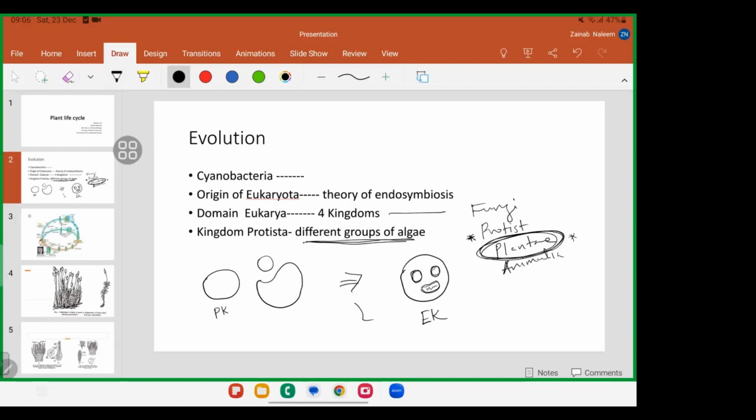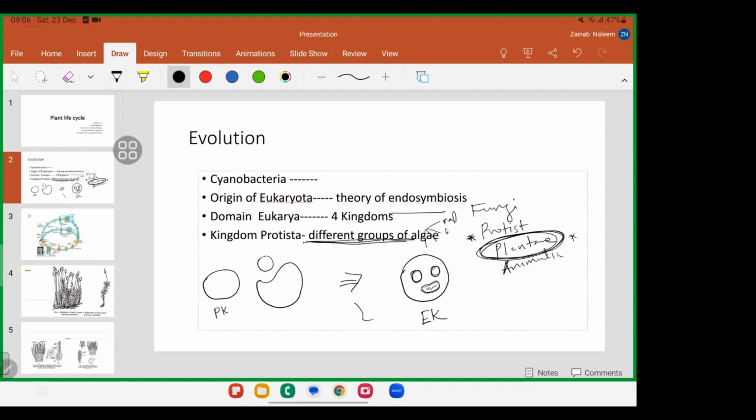So in the algae, you have four types of algae: the red, green, brown, and what else? And the diatoms, right? So there are four types of algae: the red, brown, green, and the diatoms. So you all know that the green algae, the chlorophyll, the chloroplasts are the ancestors of the plant.